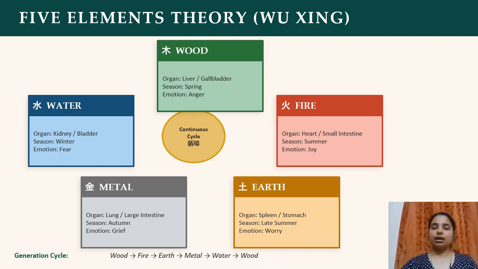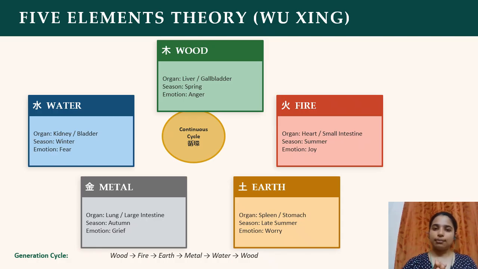As you know, what is water condensed of? It's condensed of metals. That's why water generates from metal. And coming to the next one, water gives rise to or nourishes wood. I hope the concept is clear. The five elements theory of the traditional Chinese system, we have a continuous cycle: wood, fire, earth, metal and water.